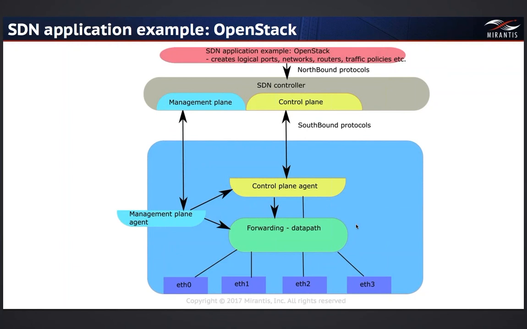So OpenStack can become an SDN application which drives your network state. It just calls the SDN controller over the NorthBound interface with a request: please get me a logical port, please give me a logical network. The SDN controller translates that into low level and pushes forwarding configuration into the forwarding path through the control plane engine. It also pushes network device configuration through a management plane agent, and your network is magically configured.